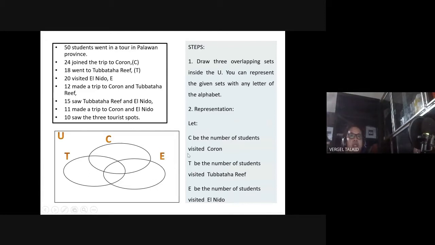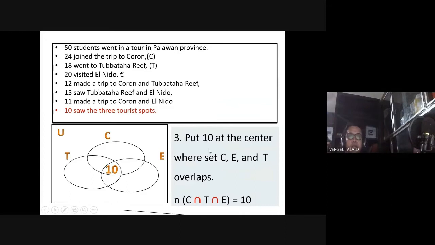After making the Venn diagram, let us start from the common part of the 3. Since the first given is that 10 saw the 3 tourist spots, we start from the inner part of the Venn diagram and plot 10 first, since 10 is the cardinality of the intersection of C, T, and E. So put 10 at the center where sets C, E, and T overlap. We start from the bottom of our givens since we start from the center part.